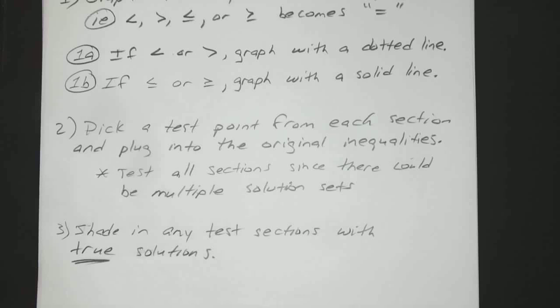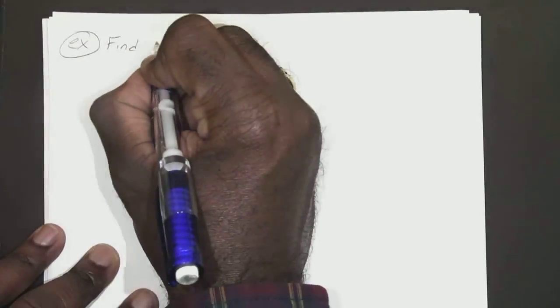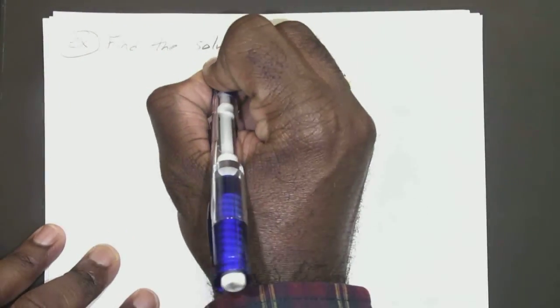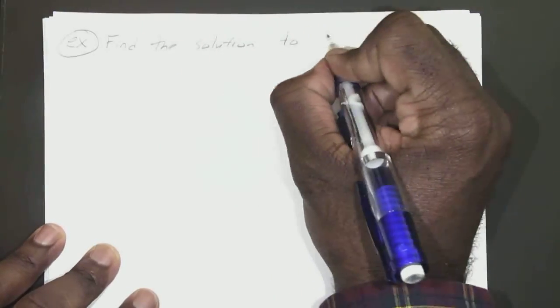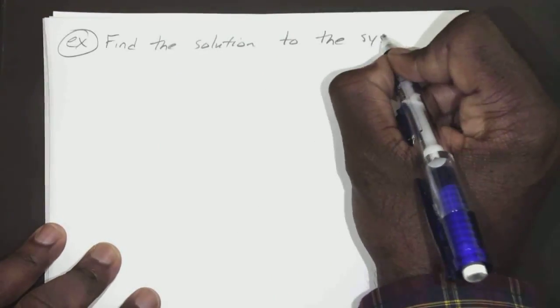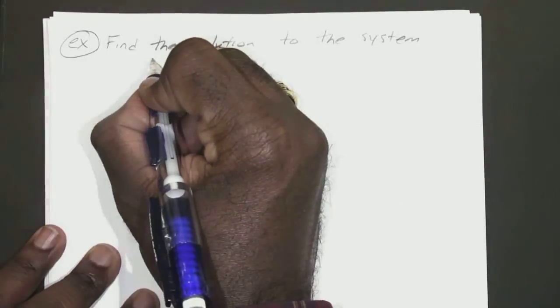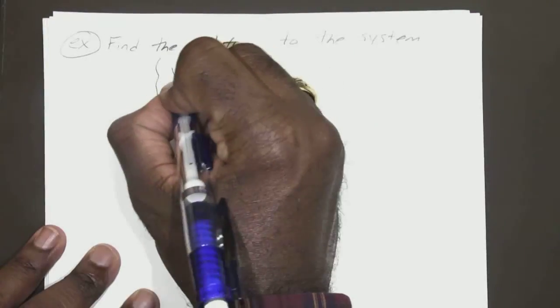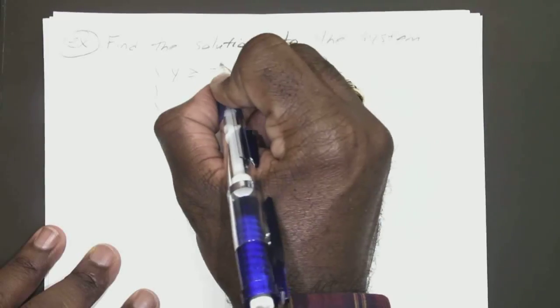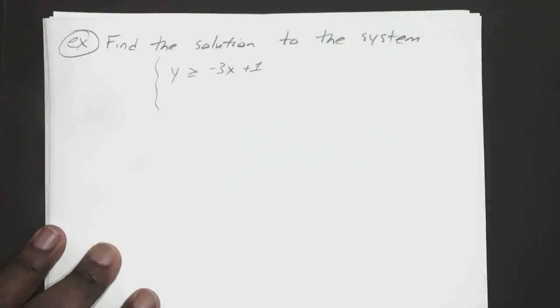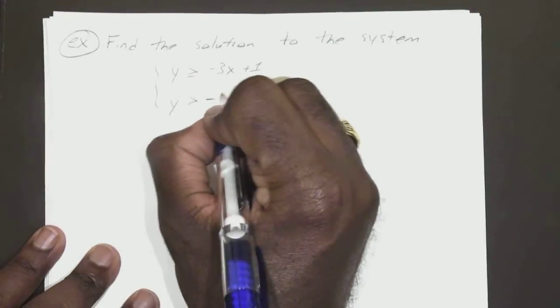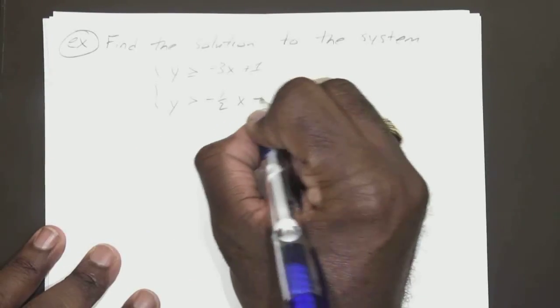All right, so let's say, for example, find the solution to the system: y is greater than or equal to negative 3x plus 1, and y is greater than negative 1/2 x minus 2.